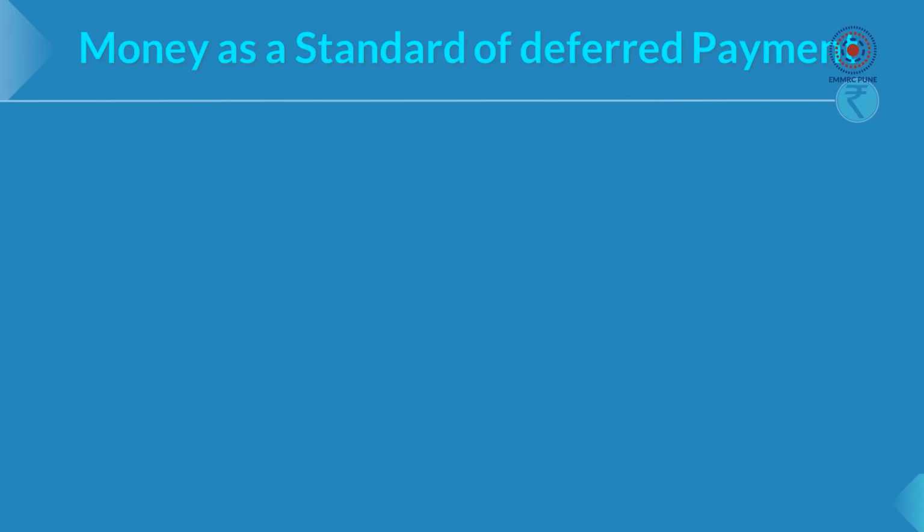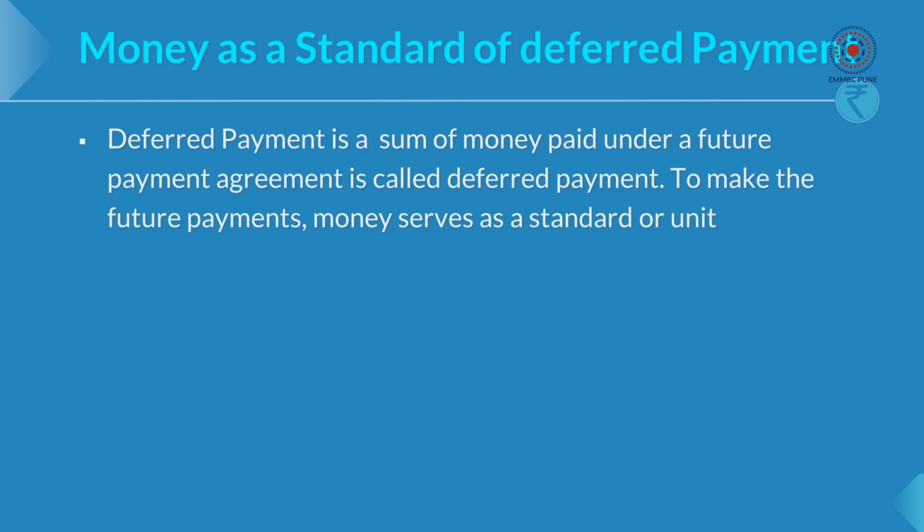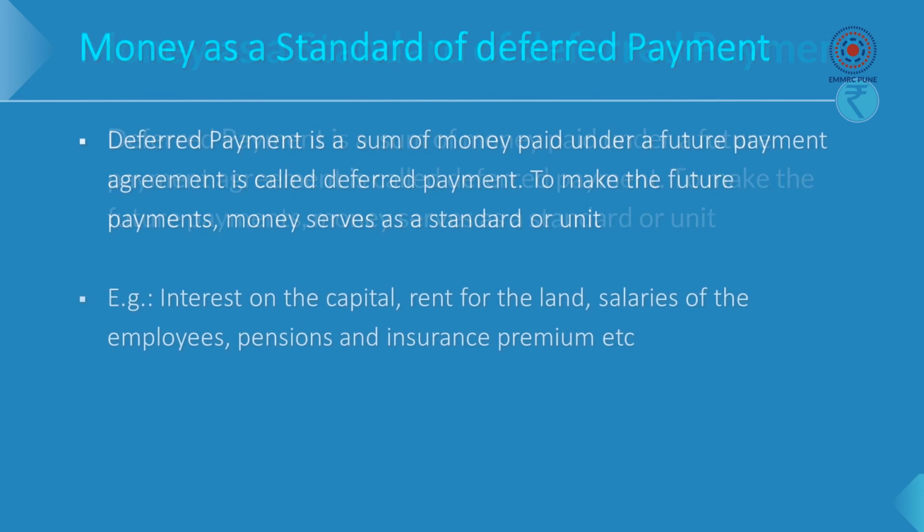The third function of money is a standard of deferred payment or future payment. Before discussing this function, let us understand the concept of deferred payment. A sum of money paid under a future payment agreement is called deferred payment. To make the future payments, money serves as a standard or unit. Interest on the capital, rent for the land, salaries of the employees, pensions and insurance premia etc. are generally paid in the form of money.